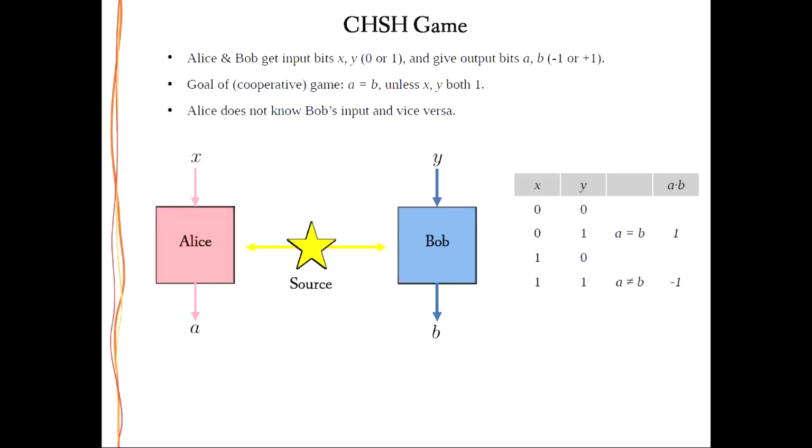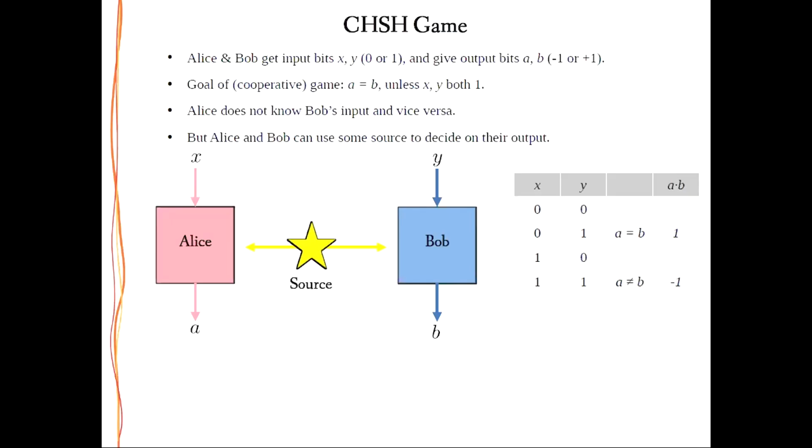Important is that Alice doesn't know what Bob's input is, and vice versa. So Alice only gets X, but she doesn't know Y, and Bob only gets Y, doesn't know X. Also, they can use something that we will call a source, which is basically anything. So they can use some external source to determine their answer. For instance, they can both look at the sun and then do some measurements, like the intensity of the light of the sun, and then use that to determine whether they get a -1 or a +1 as output.